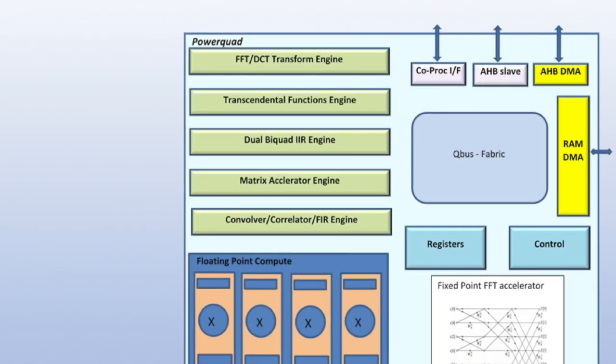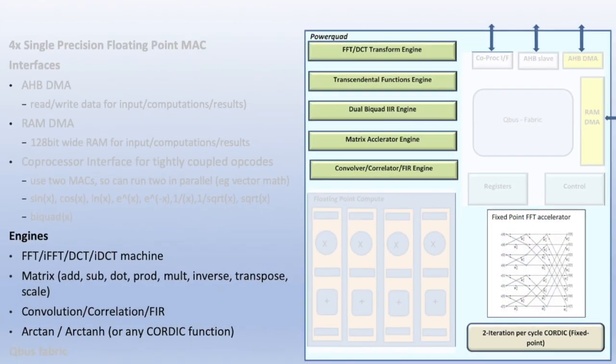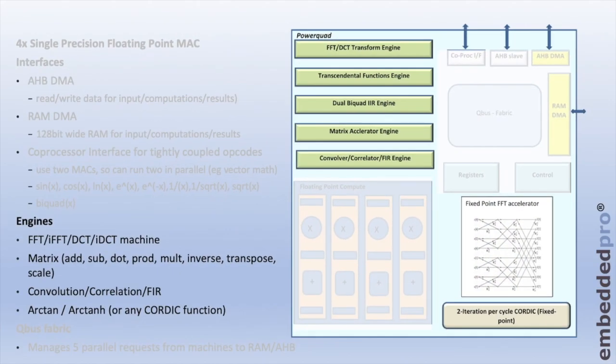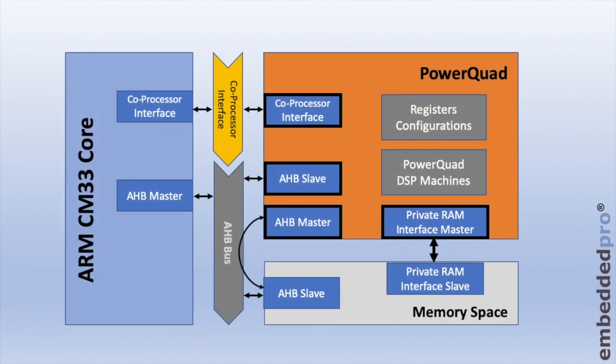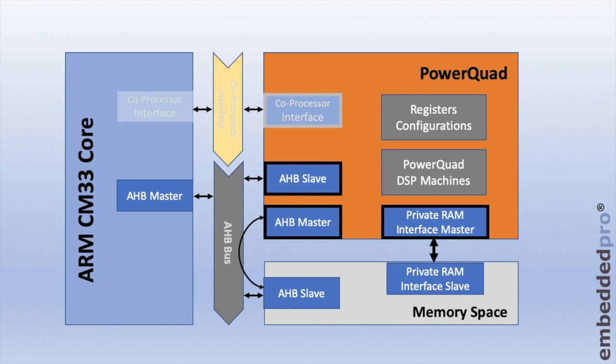In particular, we're going to look at the matrix acceleration engine. As a reminder, these more complex mathematical operations include performing the fast Fourier transform and the inverse fast Fourier transform, a range of matrix operations, and also some CORDIC functions. These are the various interfaces on the PowerQuad. We saw last week the coprocessor interface. This week we're going to be using the AHB bus interface, and the PowerQuad is going to operate as an AHB slave, just like any other peripheral. And then the PowerQuad is able to access memory as an AHB bus master.